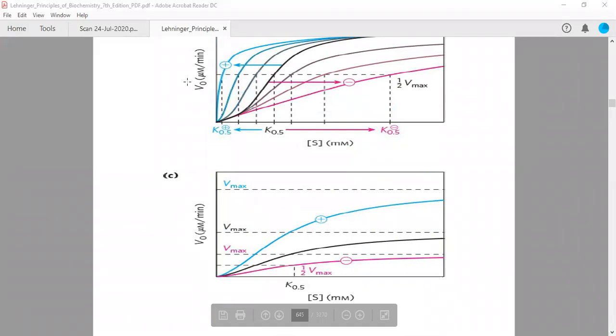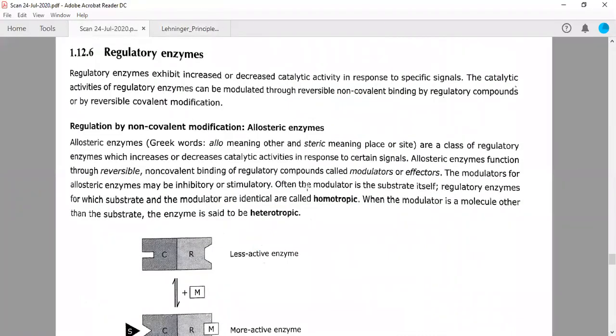So let us discuss the Pathfinder portion so that we can finish. Regulatory enzymes exhibit increased or decreased catalytic activity in response to specific signals. Based upon the signal, they can modulate the enzyme activity, or deactivate the enzyme or decrease the enzyme activity. Catalytic activities of regulatory enzymes can be modulated through reversible non-covalent binding.